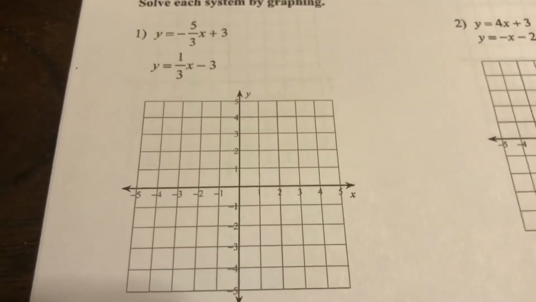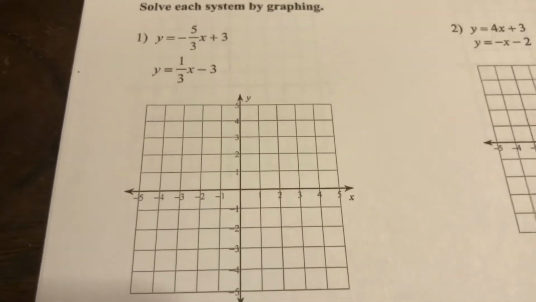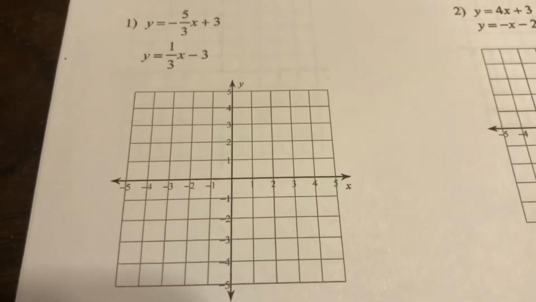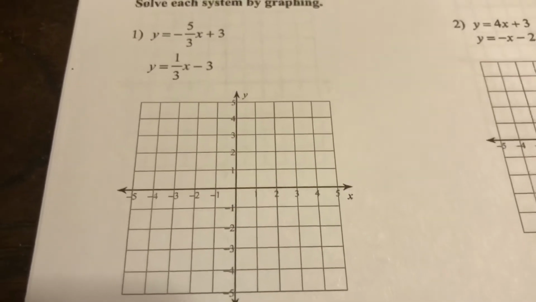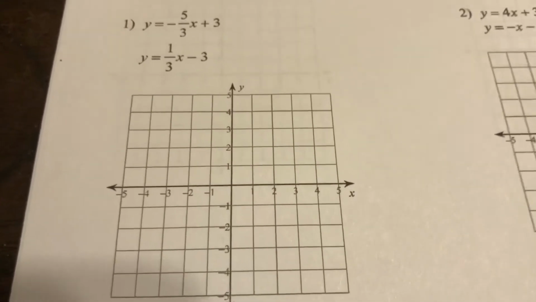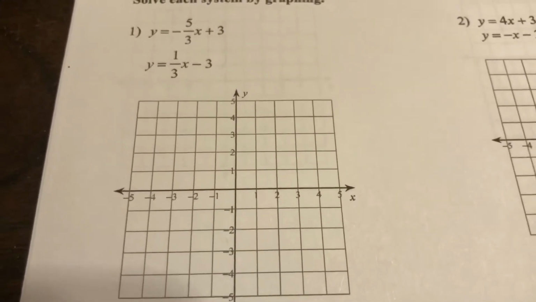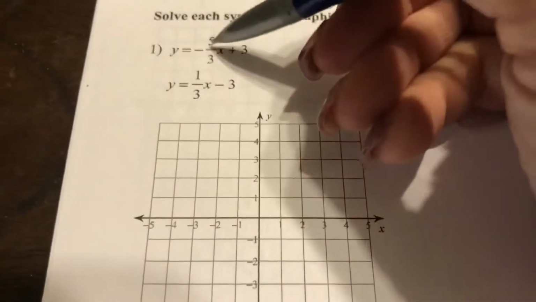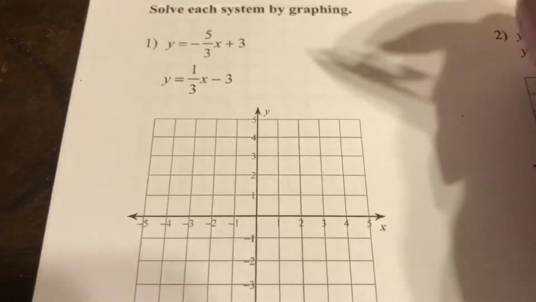And we are in slope-intercept form. We're going to start off really simple where we don't have to change anything. They're already in slope-intercept form for us. We don't need to convert them. So we're going to start with the first line. And in our first line, we have y is equal to negative 5/3 x plus 3.